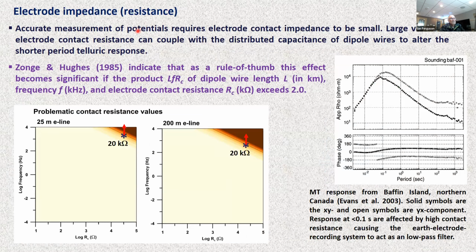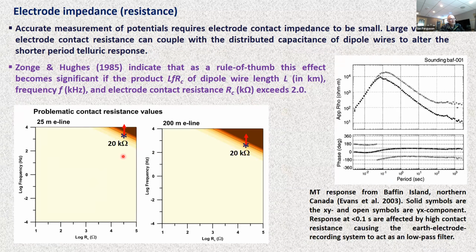Accurate measurement of the potentials also requires the electrode contact resistance to be reasonably small. Large contact resistance will couple with the capacitance of the dipole wires to affect the shorter period responses. And Zonge and Hughes showed that as a rule of thumb, this effect becomes significant if the product of the wire length, the frequency, and the resistance in kilometers, kilohertz, and kiloohms exceeds 2.